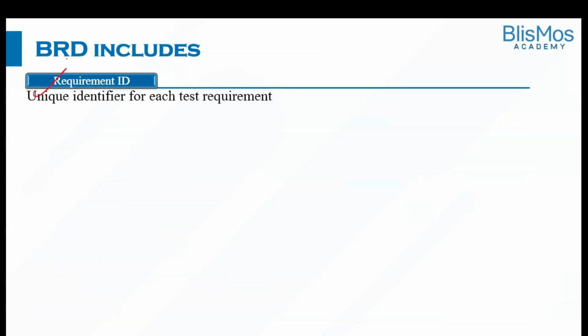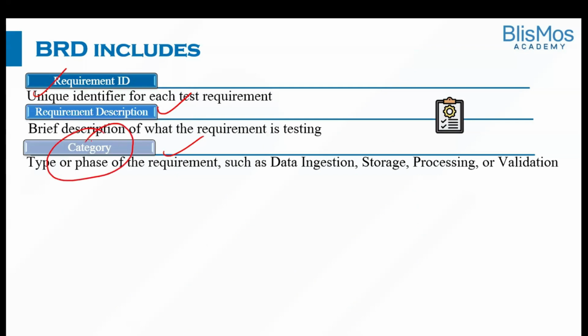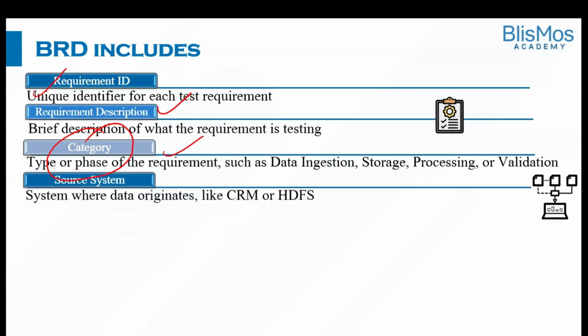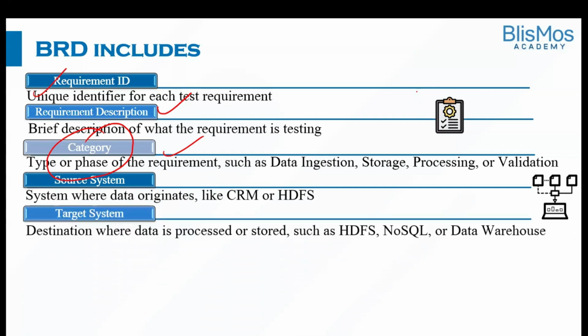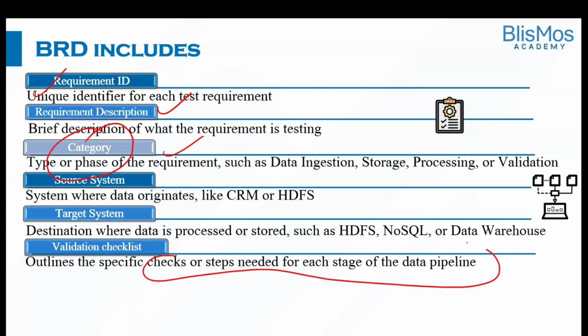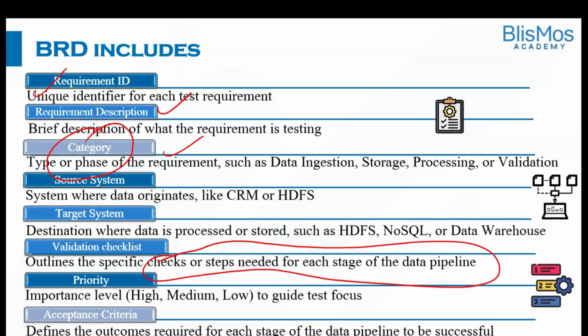So when we talk about the big data requirement document, it will include the requirement heading. Remember, we are specifying one of the generic formats of these documents. Depending upon the project and the company, these formats may differ, but the core of the requirements would remain the same or similar. We have a unique identifier ID, then a requirement description, then the category, whether the requirement is in ingestion, storage, or processing, and then the source system. What is the source system for this particular requirement, and what is the target system? It also specifies the different things we have to check during each stage of the data pipeline. And then the importance level, high, medium, or low. Based on that, you can focus on the test. It also provides the acceptance criteria or success criteria.